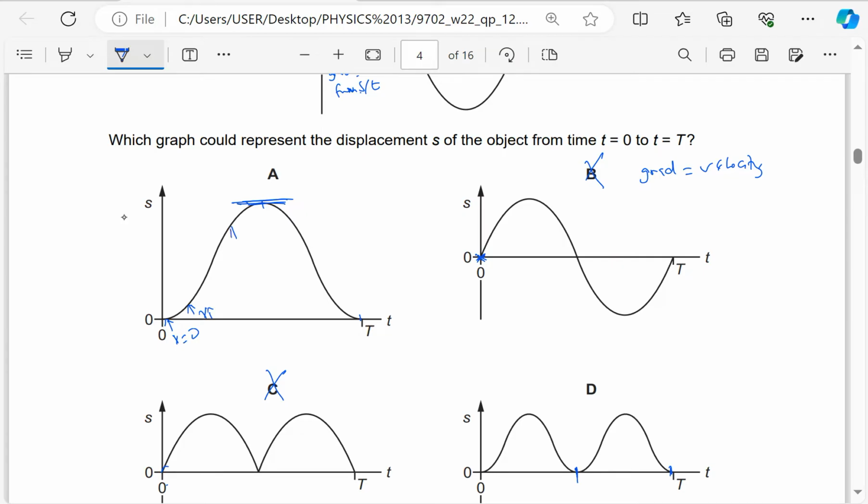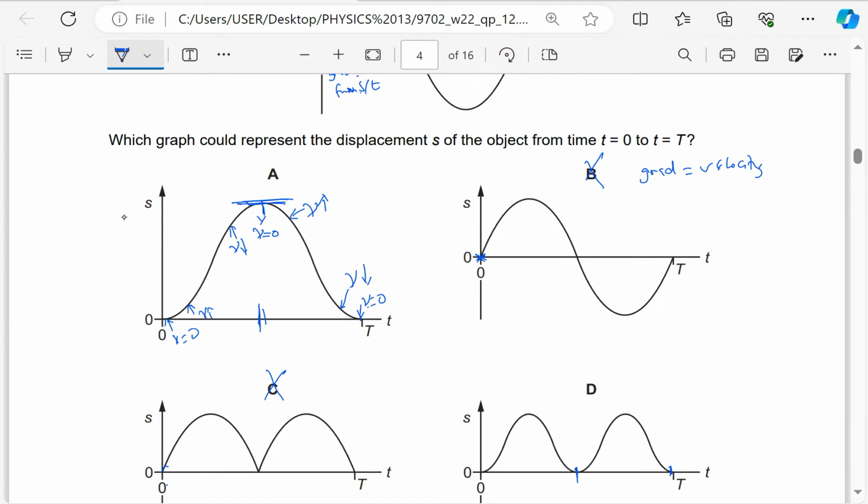Then somewhere here gradient decreases, so v is decreasing because the line is becoming horizontal. Here gradient is 0, so here v is equal to 0. That is in between the two, so at half t, v is equal to 0. Then here you see that the curve is going downwards. The gradient is increasing but in the opposite direction. And here the gradient is decreasing, and here the gradient is 0. So velocity here is 0.